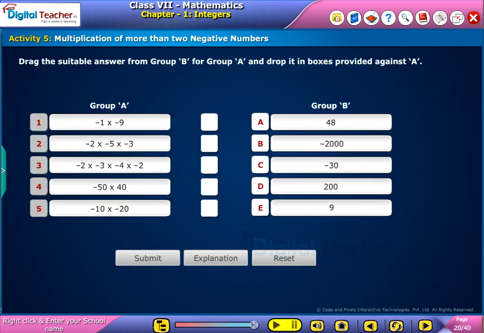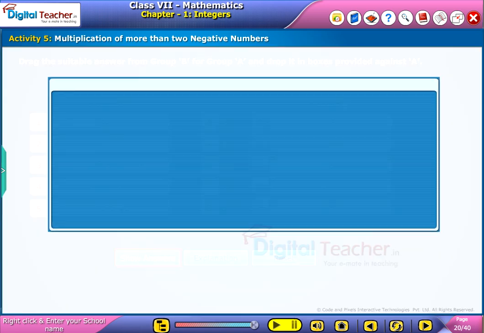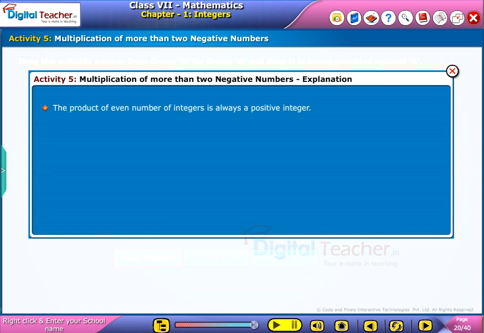Let us now perform an activity to know the multiplication of more than two negative numbers. Drag the suitable answer from Group B for Group A and drop it in boxes. The product of even number of integers is always a positive integer. The product of odd number of integers is always a negative integer.